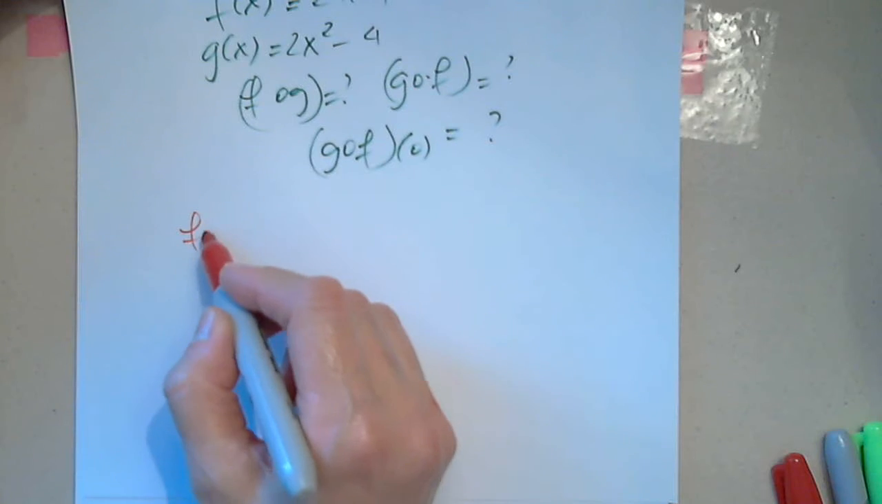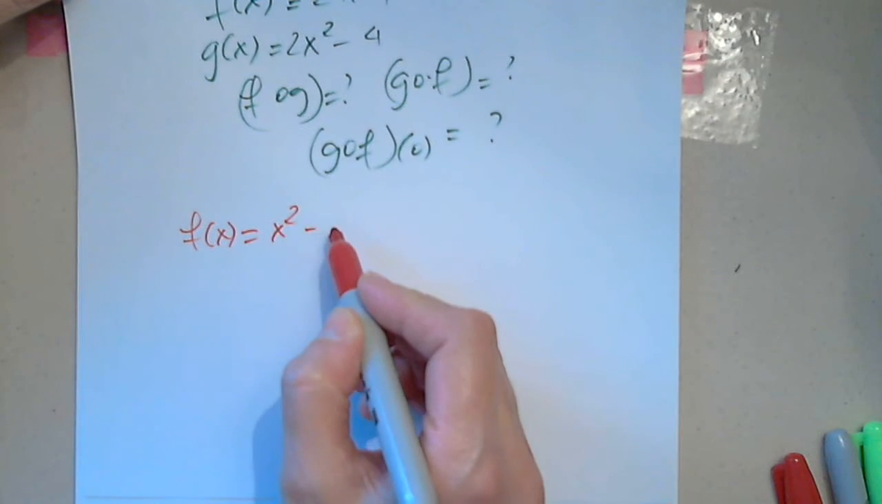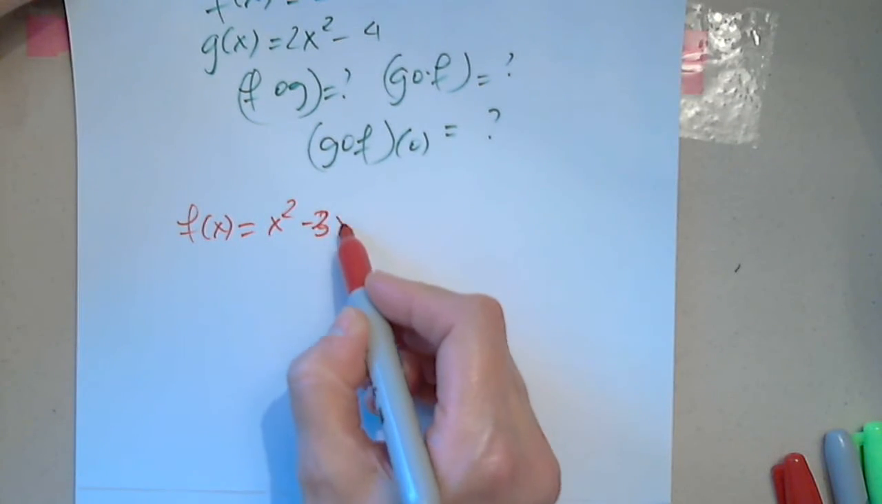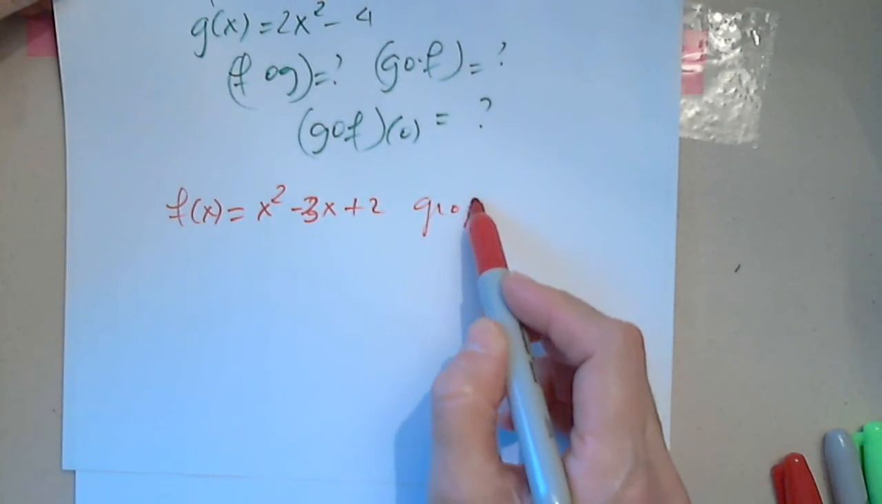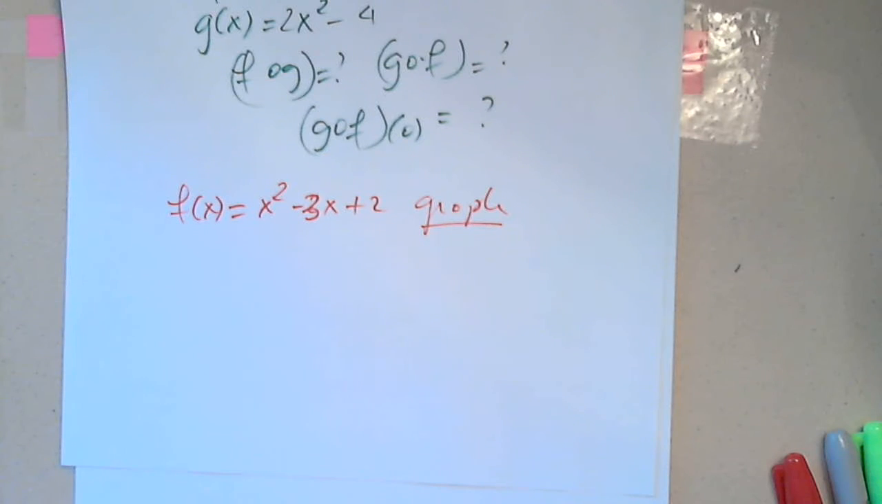So if I'm given a function like f of x equals x squared minus 3x plus 2, and I'm asked to graph it. Any questions? Any doubts about the axis of symmetry, domain, finding the vertex, x-intercept, y-intercept? Any questions on this? Okay. Can you do that one?